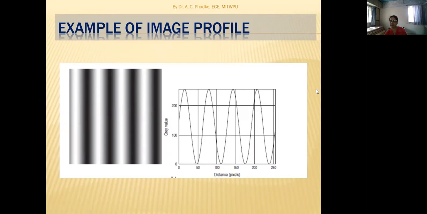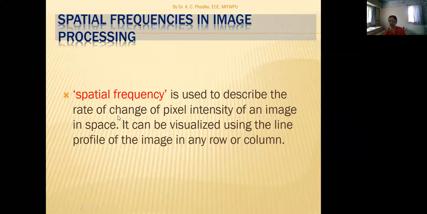Ma'am, there is one question. Can you show the previous slide again? Okay, so Sai, do you want this slide, spatial frequency?